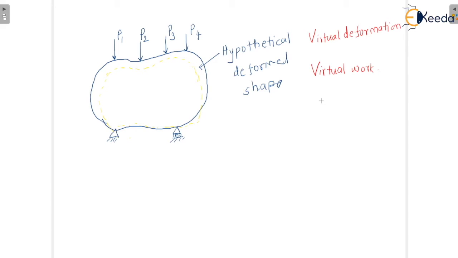So virtual work can be defined as the work done by real forces due to hypothetical displacements, or the work done by hypothetical forces during real displacement.